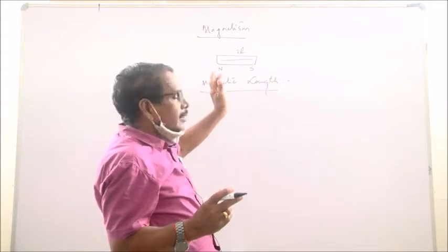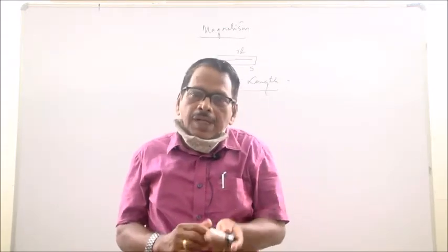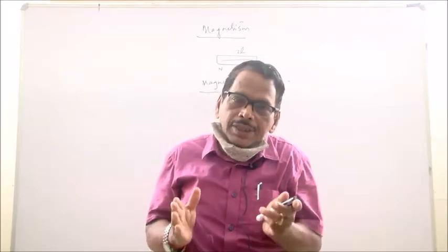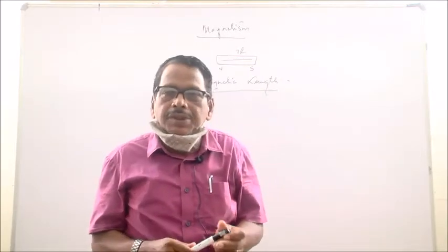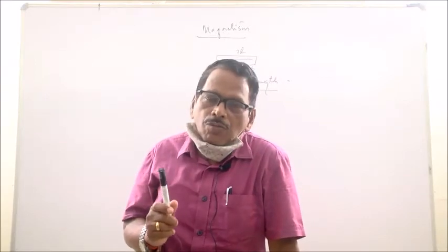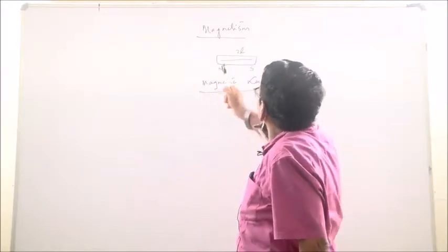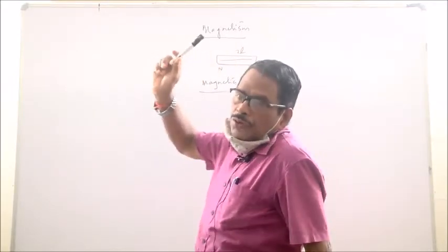Then geometric length is defined as the total length of the magnet. And magnetic length is always less than geometric length. The ratio of magnetic length to geometric length is almost 0.85, that is, 85%.